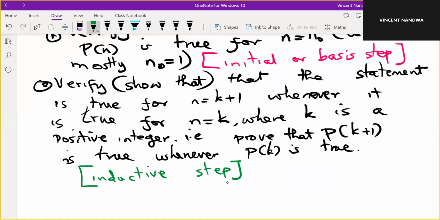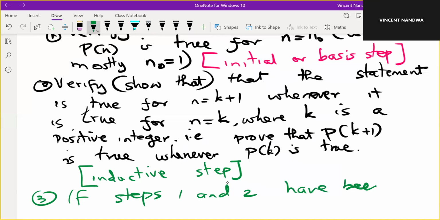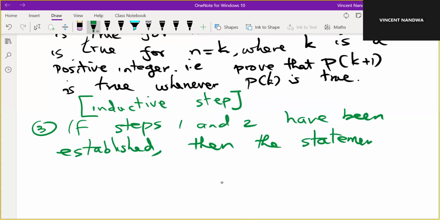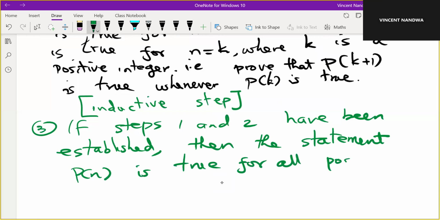So then now, lastly, if steps 1 and 2 have been established, then the statement P of n is true for all positive integers n. So that is what we follow.